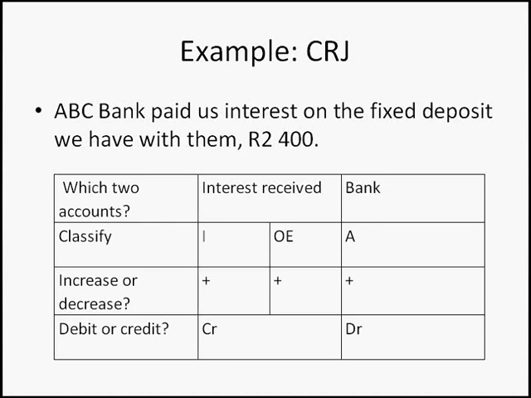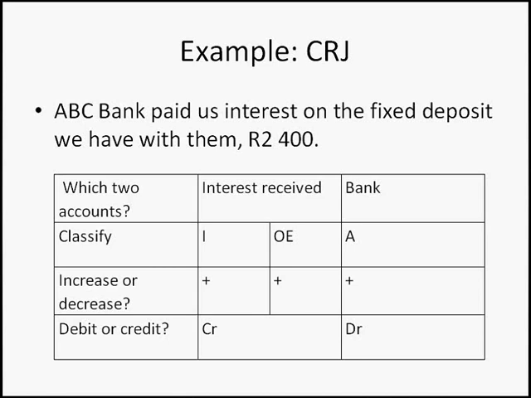Interest received is classified as an income, which means that it's owner's equity, which means that because it's increasing, it will do so on the credit side. And bank is classified as an asset, and an asset, in this case, that is increasing. And when an asset increases, it increases on the debit side. You can very easily, when you ask yourself these questions, see whether you've got the information correct, because there can only be one debit and one credit.